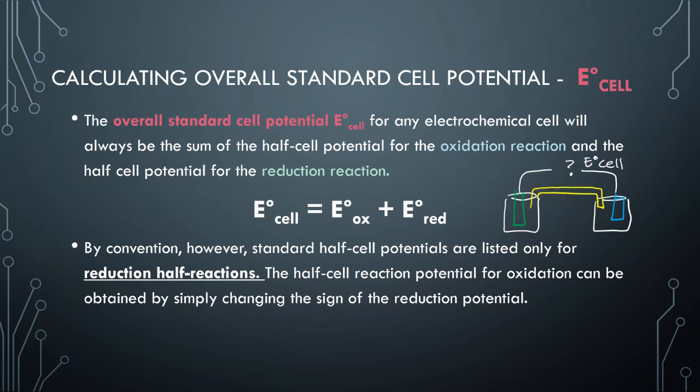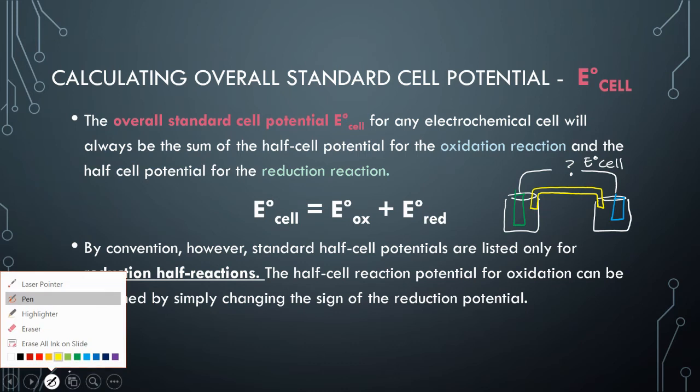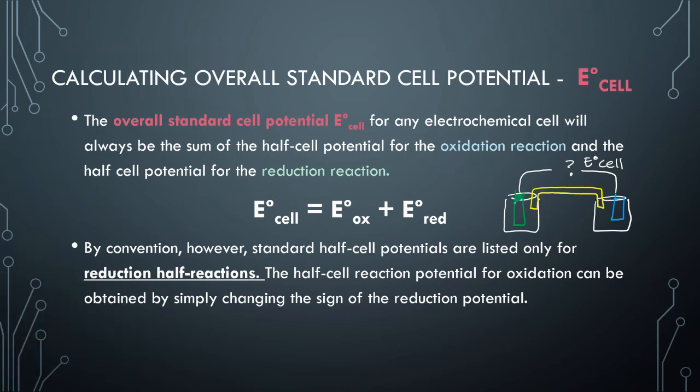Here's your salt bridge. So let's say the green one is the one that is undergoing oxidation. This is oxidation, this is your anode. And the blue one is the one undergoing reduction. This is reduction, and this is your cathode. Okay, so I want to figure out what is this number right here. And what you can do is you can use the table to get the value for this one.